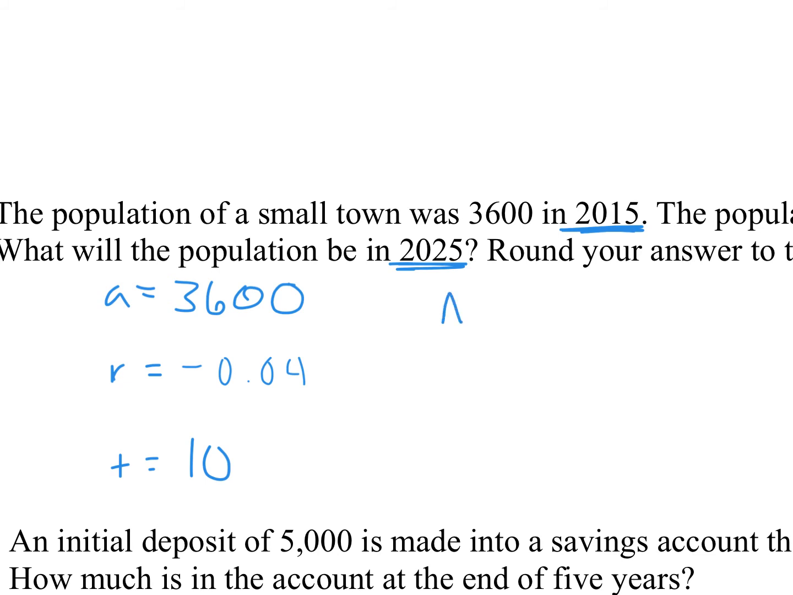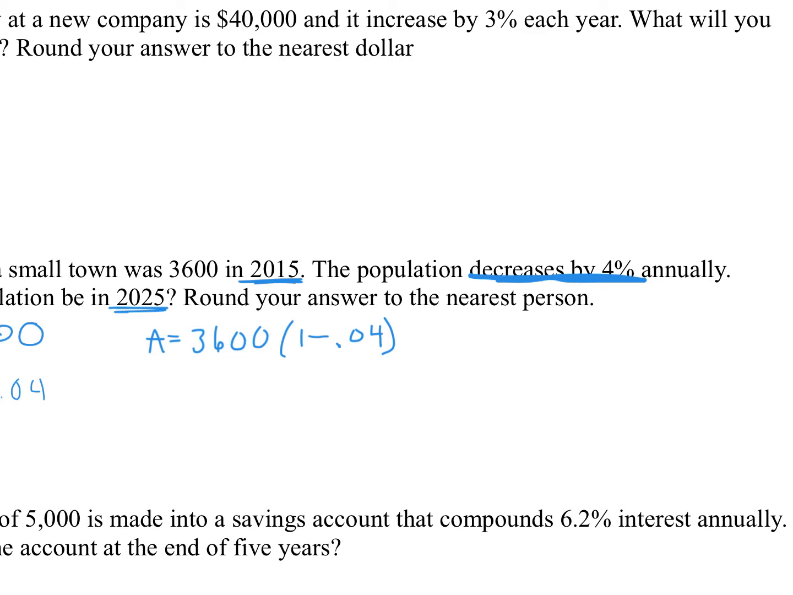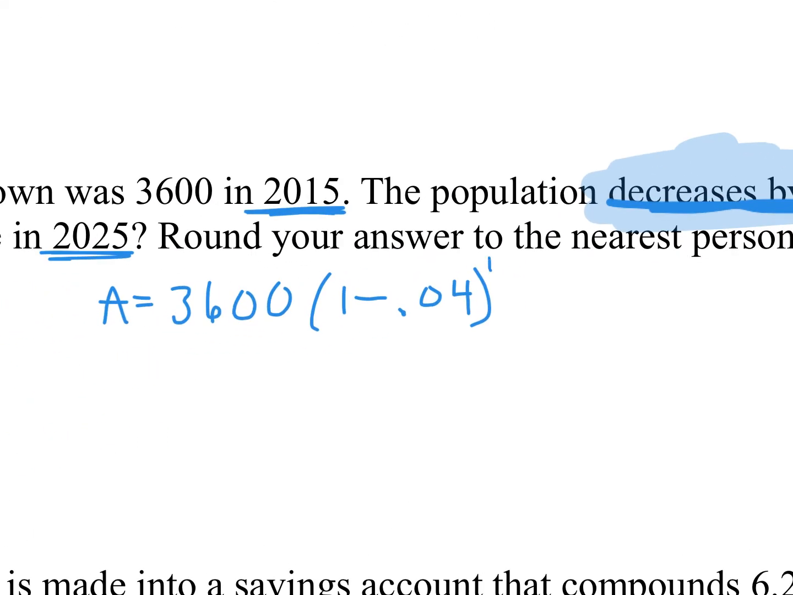So we need to plug everything in. We have 3,600, and then 1 minus 0.04. Because it says decreases, we have to put that minus there, so just be careful with that. And then our exponent is 10. What should we do first? Subtract. 1 minus 0.04 is 0.96.